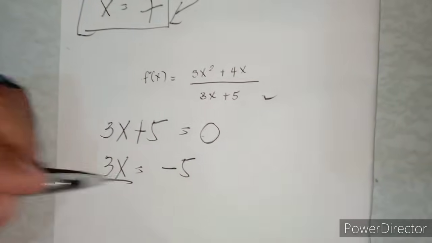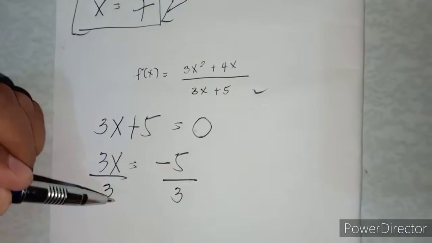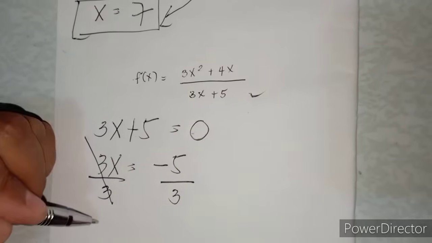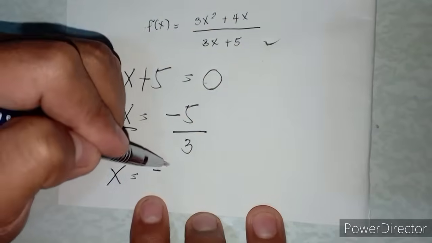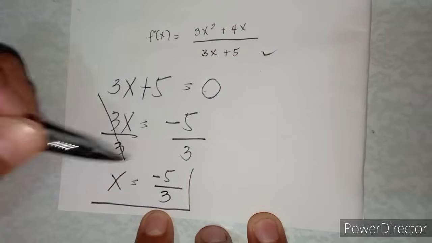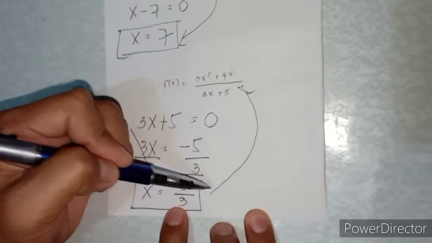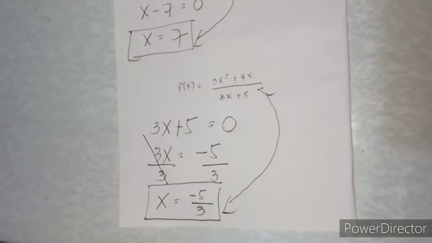Nothing changes. Let's divide both sides by 3, because 3 goes with x, so it will cancel. x is equal to negative 5 all over 3. The zero of the denominator, and so the vertical asymptote of this function, is negative 5 over 3. Okay.